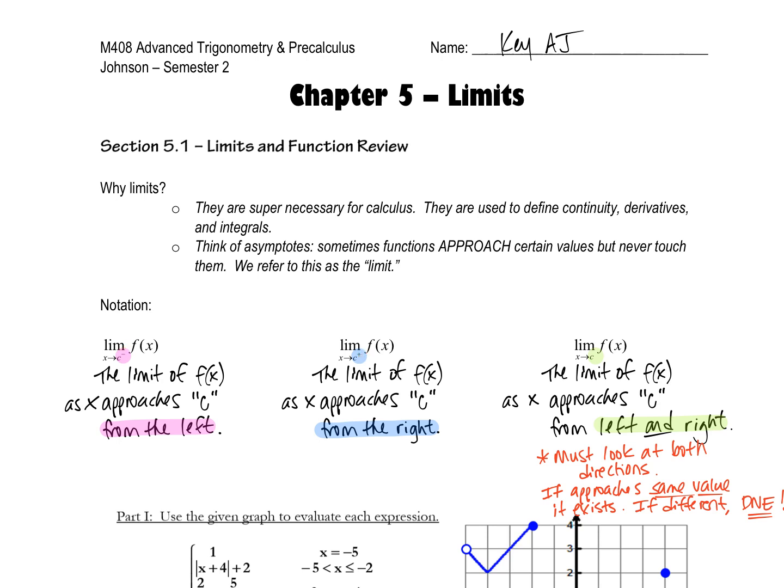So the limit of f of x, this is some function, could be like a parabola, or it could be a piecewise function, or it could be a straight line, whatever the function is. What that means is as x approaches c from the left.